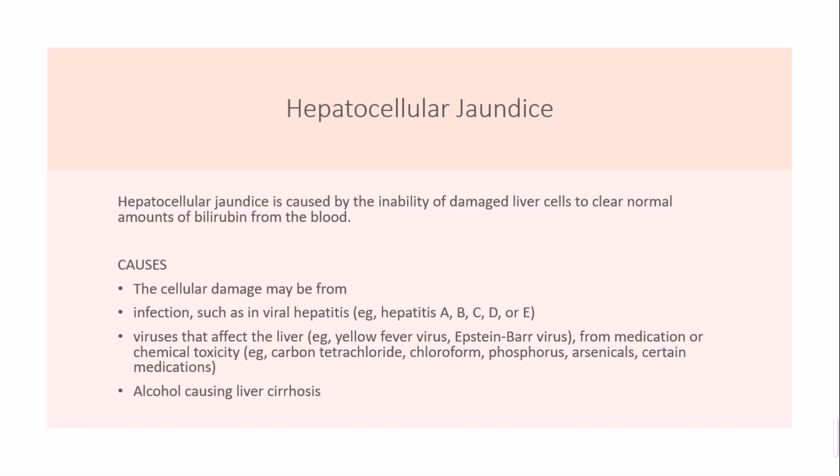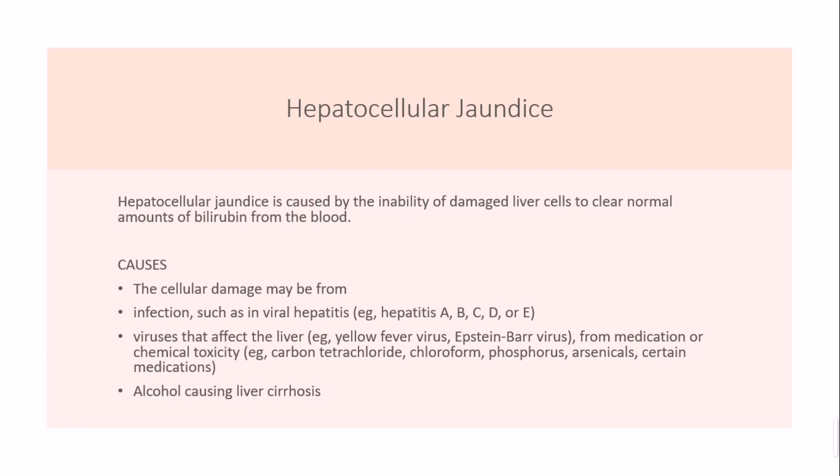bilirubin. Even if your body is producing a normal amount of bilirubin, your liver is not in a state to clear that level of bilirubin from the blood, which in return means there will be increased presence of bilirubin in the blood, causing jaundice to happen.